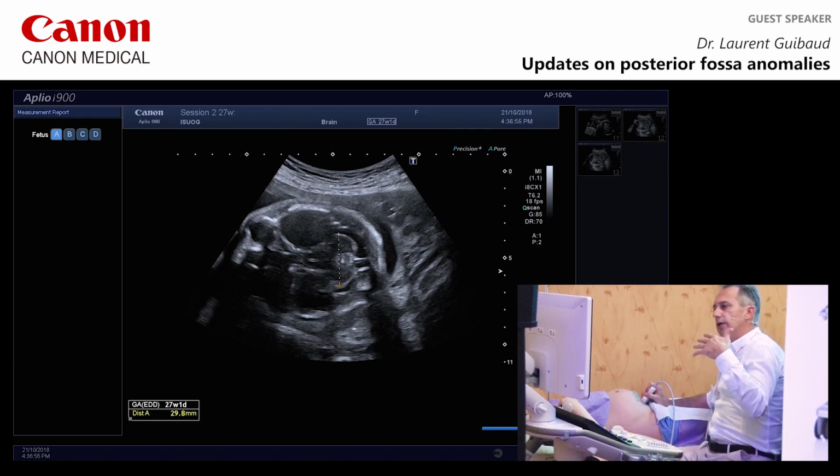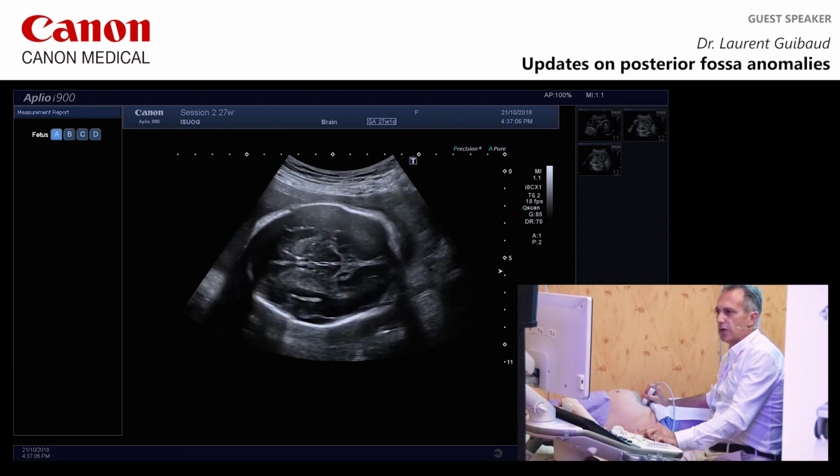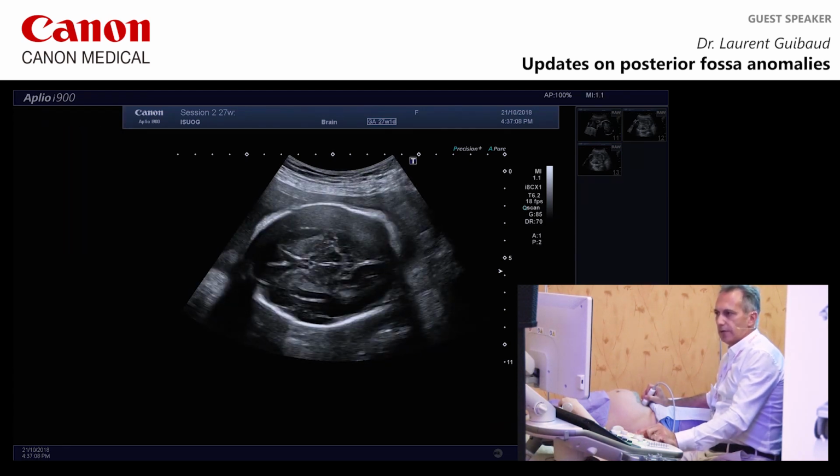So in fact, if you don't know the age of the pregnancy, the maturation of the brain gives you the indication, and here you can conclude that the patient is around 27.